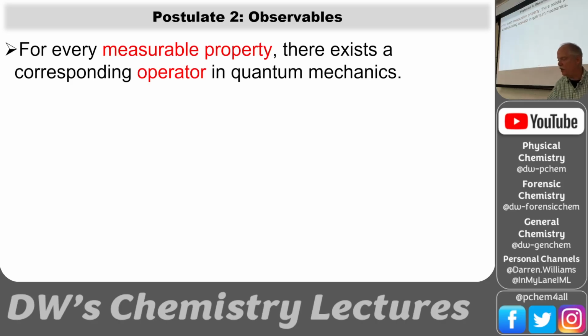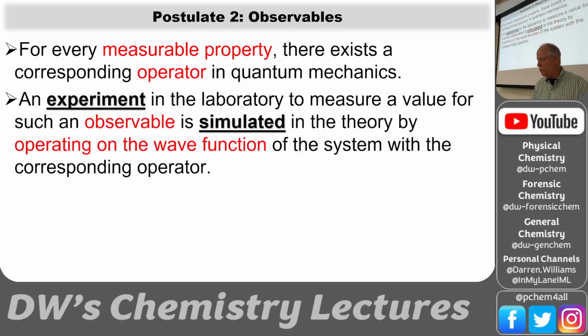Now let's talk about observables. That was all postulate 1. That was the wave function and the probability distribution. Postulate 2 is that every measurable property that exists has a corresponding operator that goes with it. So what is an operator?